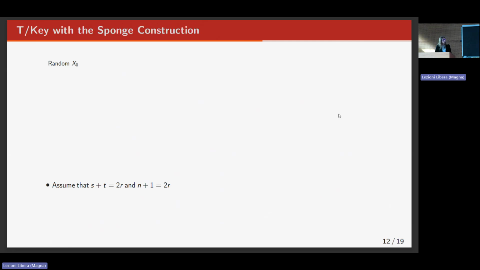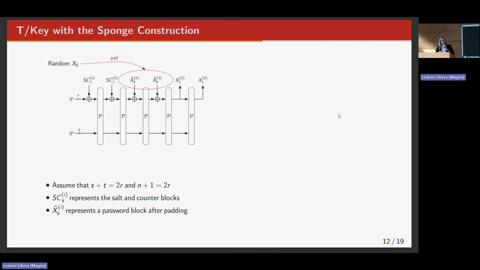So to have a more graphical representation of what's happening when you use Tiki with the sponge construction, it can be represented as follows. We start from a random password x0. And then we pad this random x0. We can do this because it's the 1-0 padding. And the padded message is plugged into an instance of the sponge construction with the salt and the first counter.